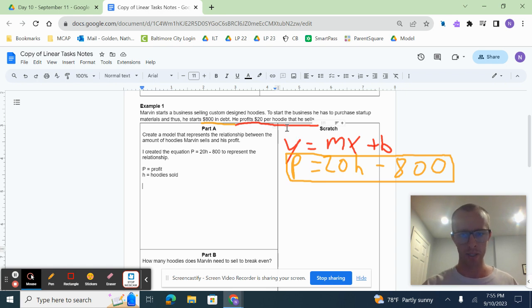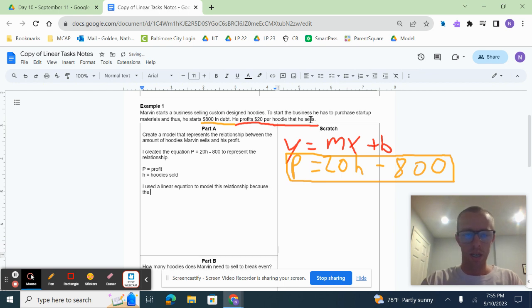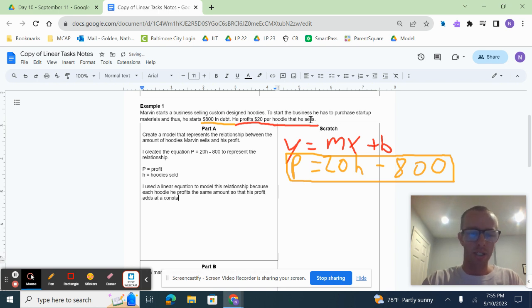How did I know to use y equals mx plus b? We talked about this because it's adding at a constant rate. Linear equations have two parts, a beginning and a constant rate or a slope. So I'll say I used a linear equation to model this relationship because each hoodie, he profits the same amount so that his profit adds at a constant rate.